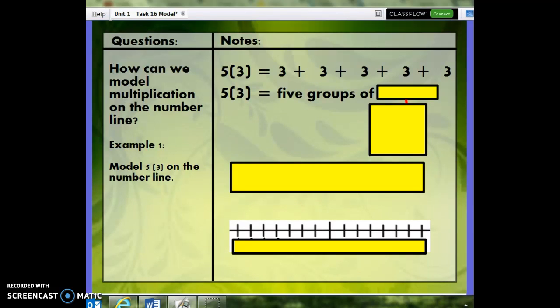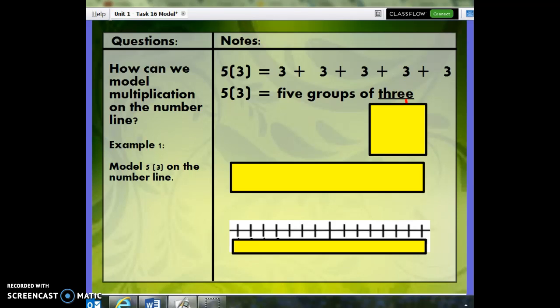So here's example number 1. First of all, let's just get this out of the way. We know that 5 times 3 is 15, but how do we model it on a number line? We know it's repeated addition, right? That 5 times 3 is 3 plus 3 plus 3 plus 3 plus 3, which is another way of saying that we have 5 groups of 3. In other words, in each group there are 3.